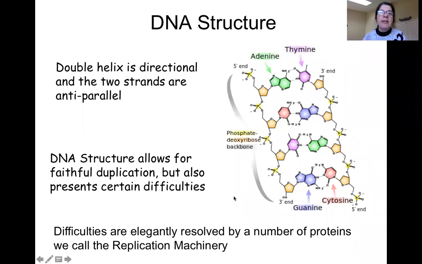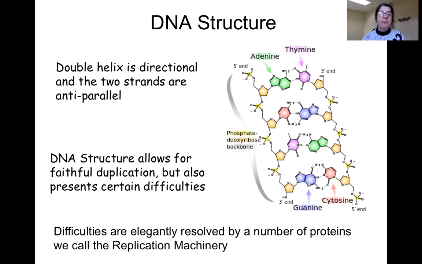So the double helix is directional, right? But the 2 strands, here's the catch, run in opposite directions. One strand runs 5' to 3', the other one is flipped upside down, and now it runs 3' to 5'. So whenever you have a 5' here, you're going to have a 3' here. So the structure is beautiful, right? It allows for faithful duplication, but it also presents certain difficulties.